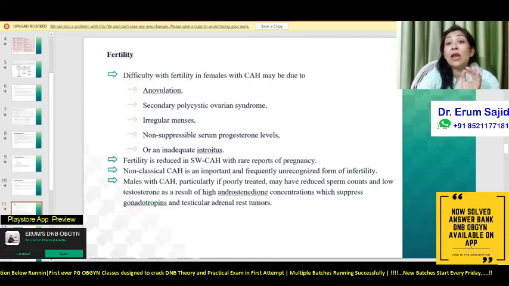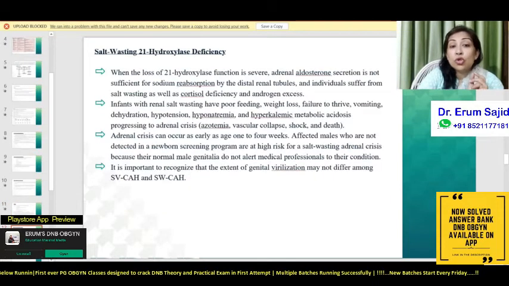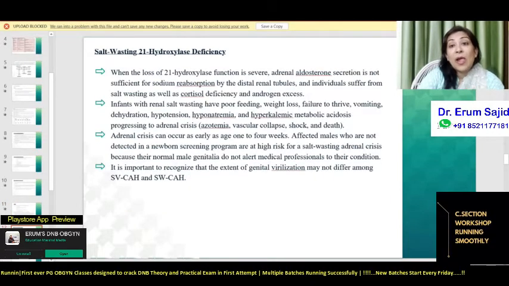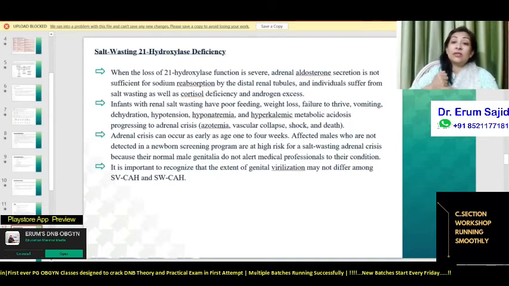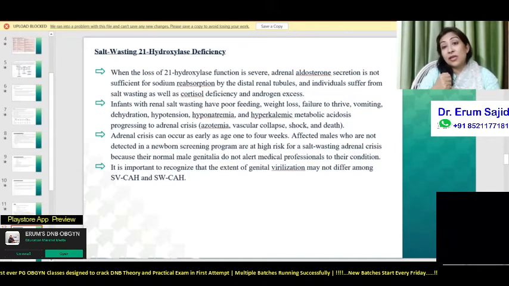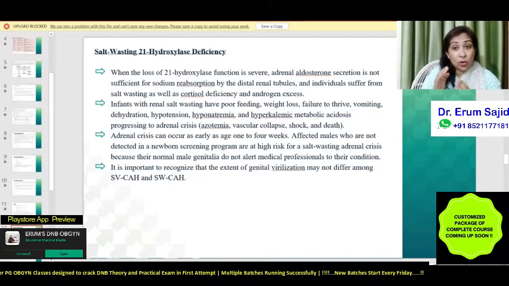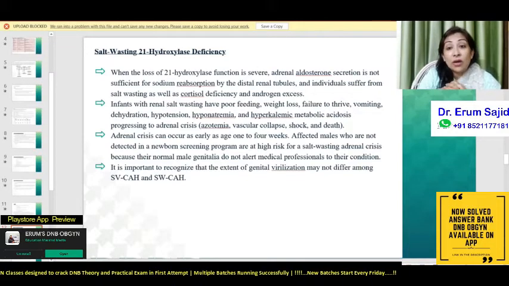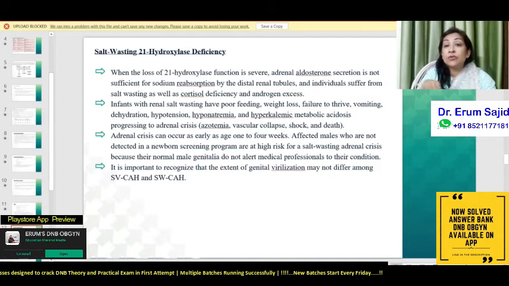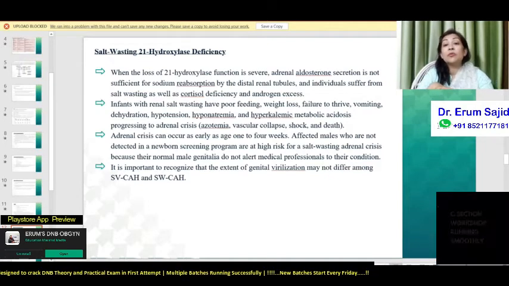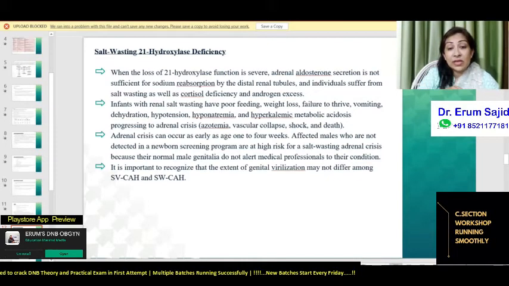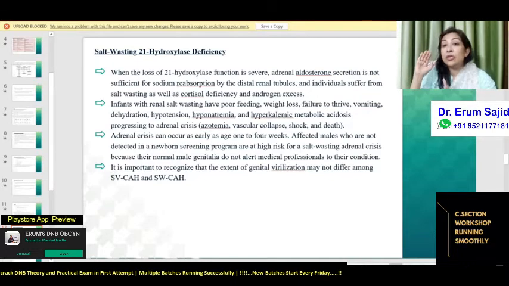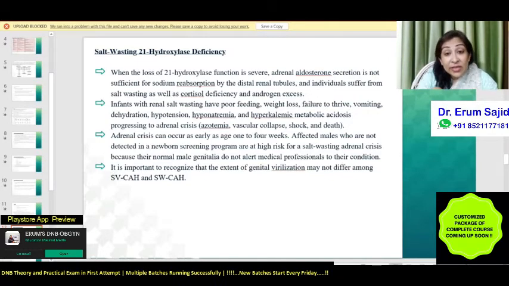So there are many who are like non-classical CAH. You should just be able to understand and label the patient, whether it is a classical CAH or non-classical CAH, but nevertheless you should be able to diagnose. When the loss of 21-hydroxylase function is very severe, adrenal aldosterone secretion is not sufficient for sodium reabsorption by the distal renal tubules, and individuals suffer from salt wasting as well as cortisol deficiency and androgen excess. Infants with renal salt wasting have poor feeding, weight loss, failure to thrive.